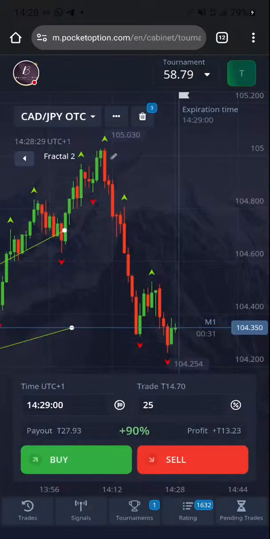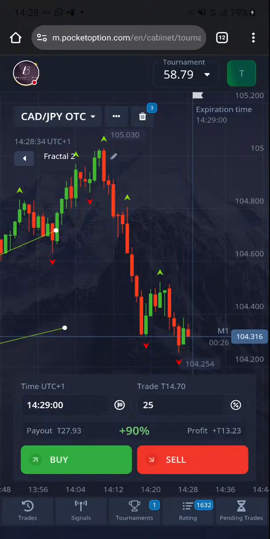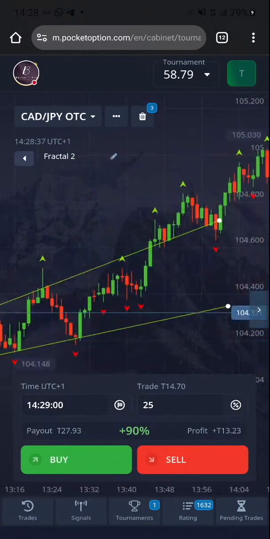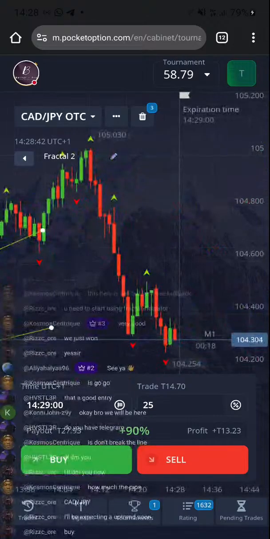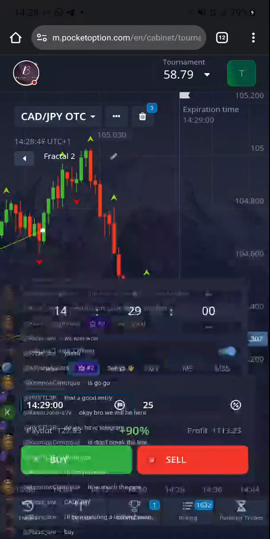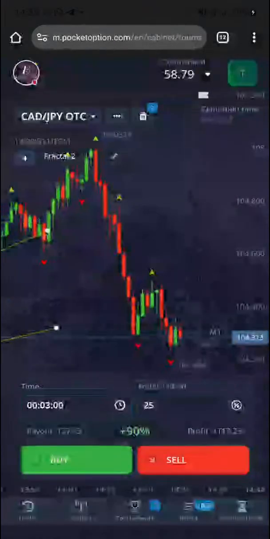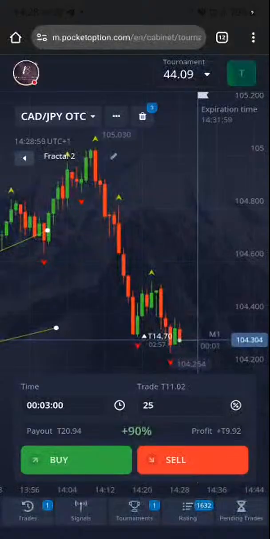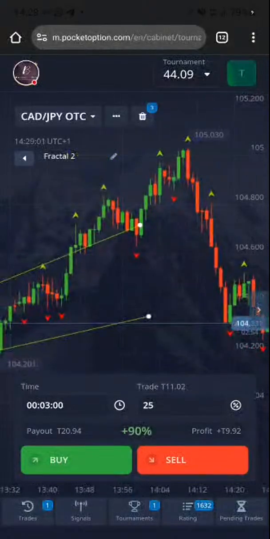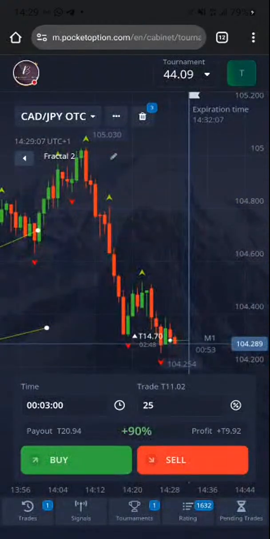Let me on the fractal indicator. Yes, we should be expecting an uptrend soon. Okay, we should buy 3 minutes, right? So let me switch to M3. I actually don't use fractal indicator though, but I use it as confirmation. This looks like a double bottom.